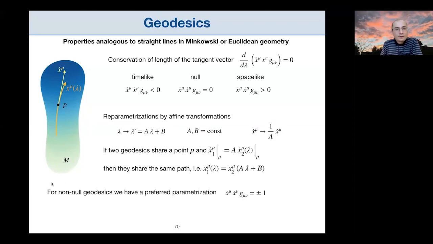Okay, none. Just like in the case of straight lines in Minkowski space, for non-null geodesics we have a preferred parametrization. We can impose that x dot mu x dot nu g mu nu is equal to minus one for time-like geodesics or plus one for space-like ones. However, there is no preferred parametrization for null geodesics. We cannot perform any normalization.